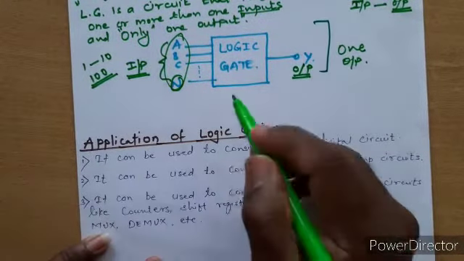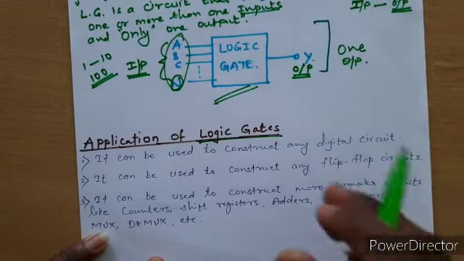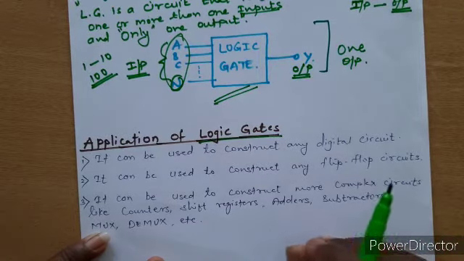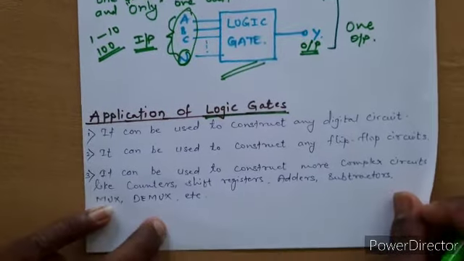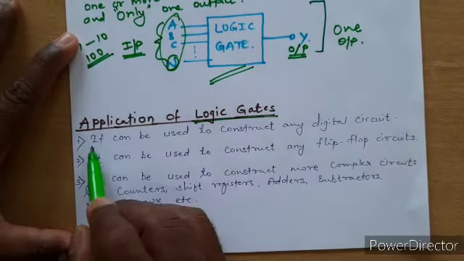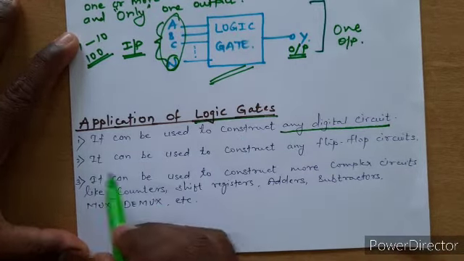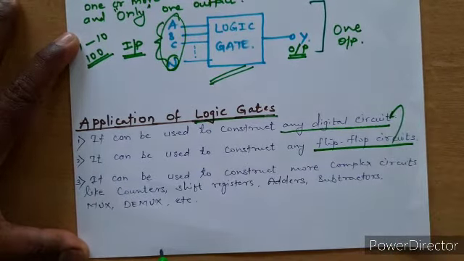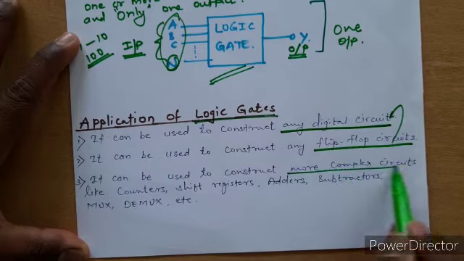Now I hope you understand this. What are the applications of logic gates? As I have already said, this is a basic building block of any digital circuit. So without this logic gate you cannot even think of forming a digital circuit. But still, putting that in a sentence, I can say that it can be used to construct any digital circuit, right? It can be used to construct any flip-flop. Now a flip-flop is a part of digital circuits. It can be used to construct more complex circuits.